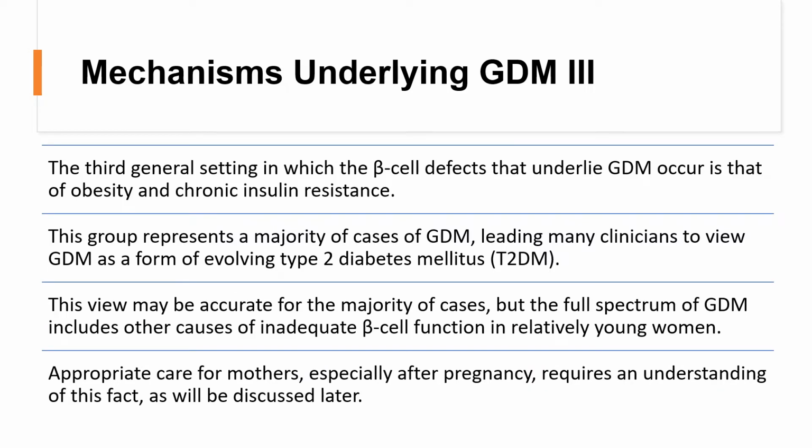The third general setting in which the beta cell defects that underlie GDM occur is that of obesity and chronic insulin resistance. This group represents a majority of cases of GDM, leading many clinicians to view GDM as a form of evolving type 2 diabetes mellitus. This view may be accurate for the majority of cases, but the full spectrum of GDM includes other causes of inadequate beta cell function in relatively young women. Appropriate care for mothers, especially after pregnancy, requires an understanding of this fact, as will be discussed later.